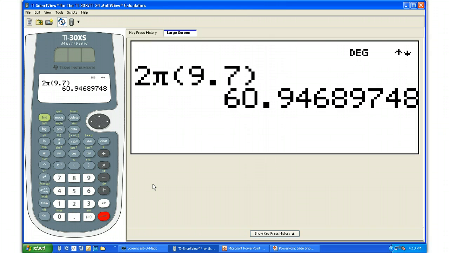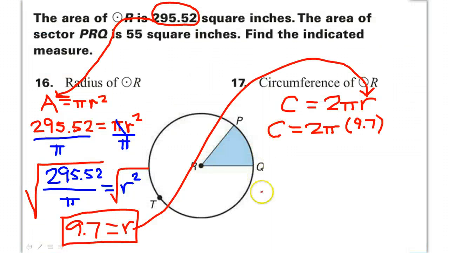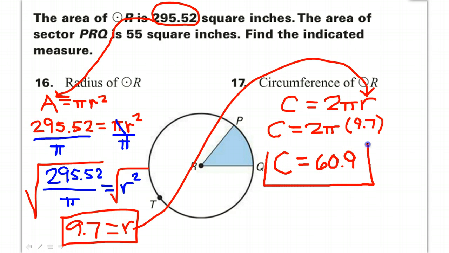So I'm getting 60.946, so 60.9. So that's how you do number 17. Okay, so there you go. That's the circumference. All right, let's see what's next.